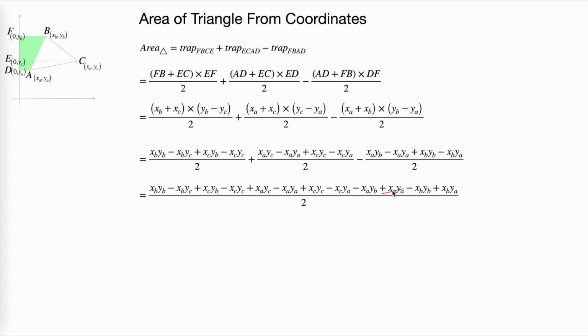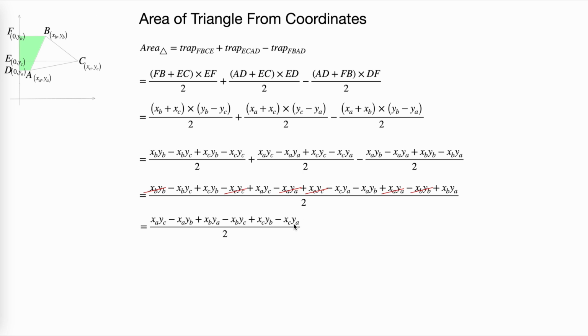I've noticed that I have an XAYA here, and I have a negative XAYA, so I'm going to add those together. That's going to make 0. I have a negative XCYC, and I have a positive XCYC here, and they're going to make 0. Finally, I have an XBYB and a negative XBYB, and they cancel. I'm going to remove the canceled stuff. I'm left with XAYC and minus XAYB. Those are the ones that start with XAs. Then with the XBs, I have XBYA minus XBYC. And I have XCYB minus XCYA.